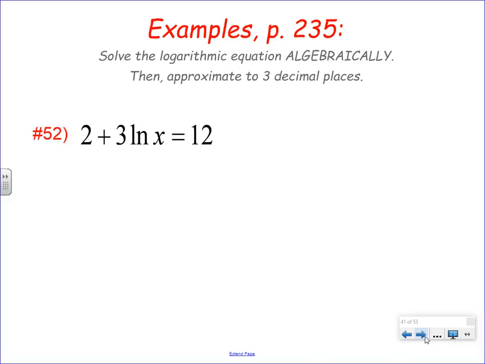I'm not saying how to do it, I'm just giving a reminder. Our first step for solving equations is isolate. Take the part with the x alone.